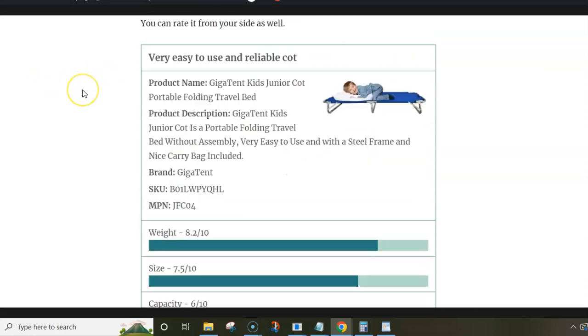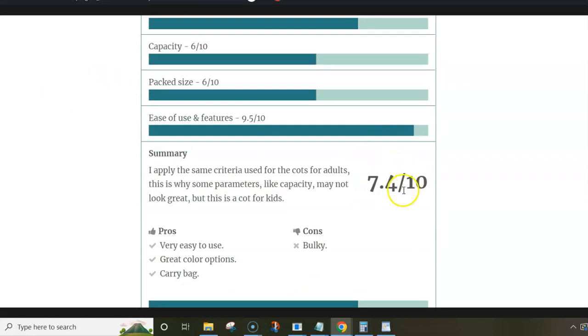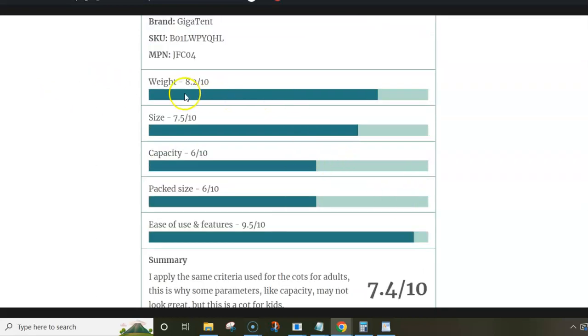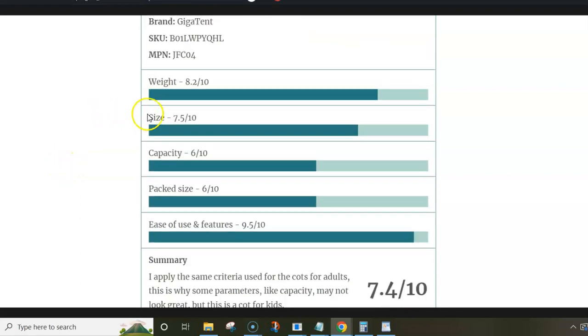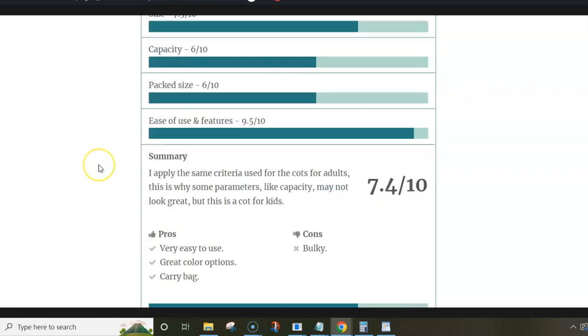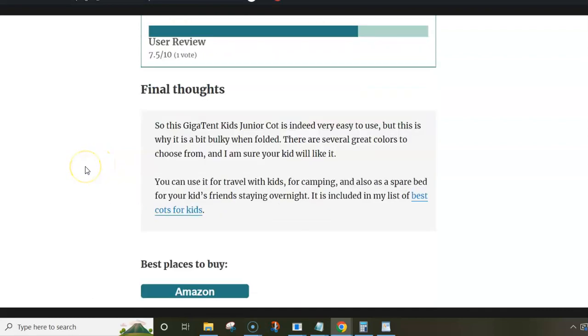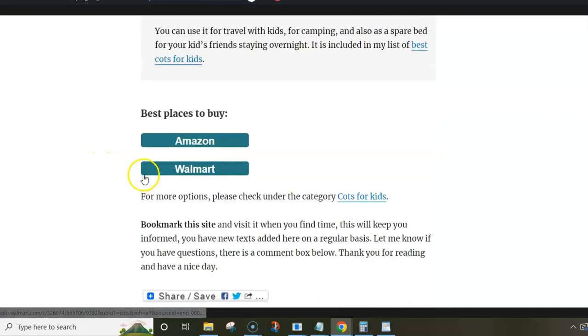My rating for this cot is, I would say, good. I use the rating criteria for all the cots, including the cots for adults, so this is why the capacity is low, because I use the same scale for rating, and the size as well. The packed size, again, is not the best feature of this cot, but as I said, it is typical for such cots. So this is all I wanted to say here.